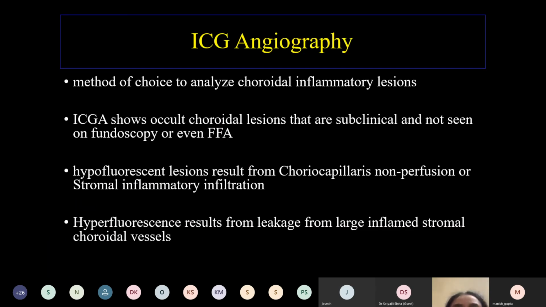Coming to ICG angiography, the theoretical, you know quite a lot about it. It's just that it's a method of choice to analyze choroidal inflammatory pathologies. It shows occult choroidal lesions which are subclinical and may not be seen clinically or on fluorescein angiography. And hypofluorescent lesions, or I would say hypocyanescent lesions, result from choriocapillaris non-perfusion or stromal inflammation. And hyperfluorescence results from leakage from the large inflamed stromal choroidal vessels.